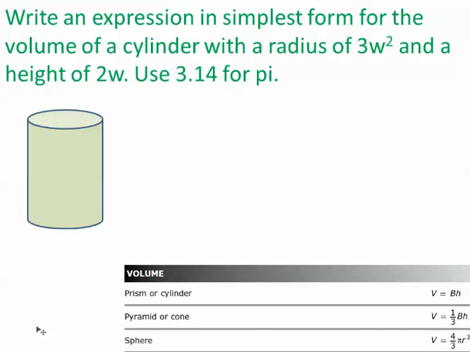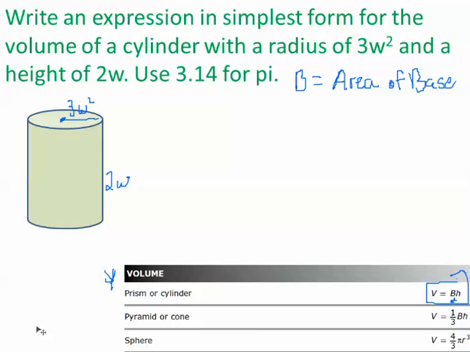This one's a little harder, so I'll help you out a bit more. Write an expression in simplest form for the volume of a cylinder with a radius of 3w squared and a height of 2w. I went to my little formula sheet and I found that the volume of a cylinder is a big B times H. And I know, and I hope you know now, that big B stands for area of the base. And the base in our case is a circle. So again, the area of the base is pi r squared, and our r is 3w squared.